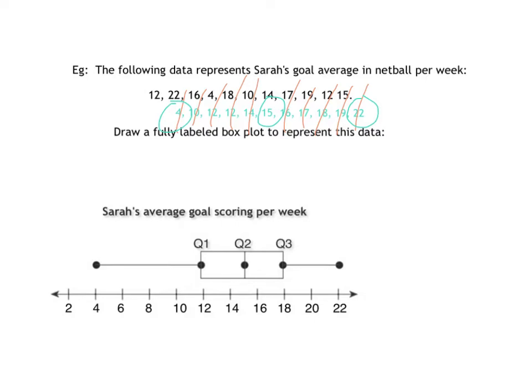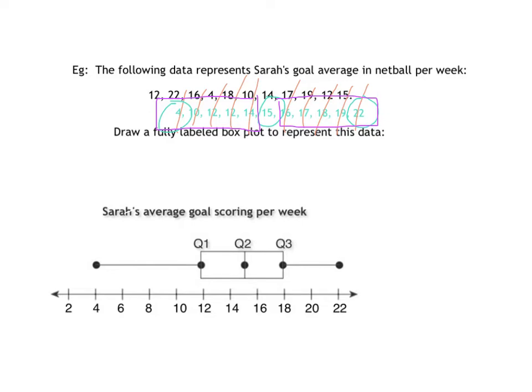Now we need to find the median of the upper half and the median of the lower half, which is also known as Q1 and Q3. So the lower quartile is this section here, and the upper quartile is this section here. So now we need to find the median of those two separate sections. It's a bit hard that we've already crossed them out, but we'll still go.